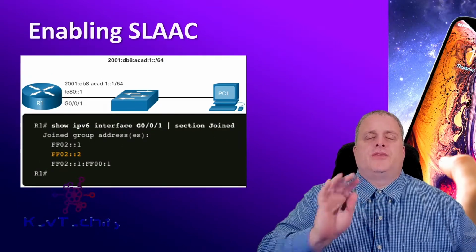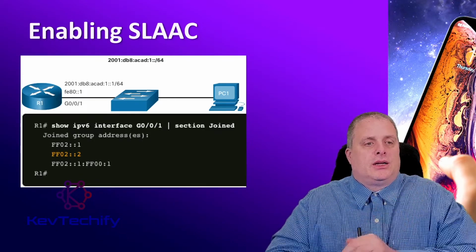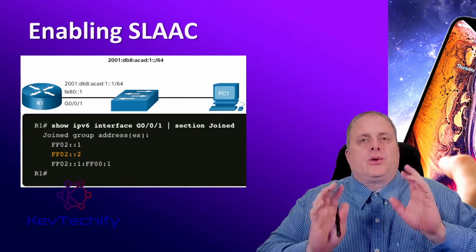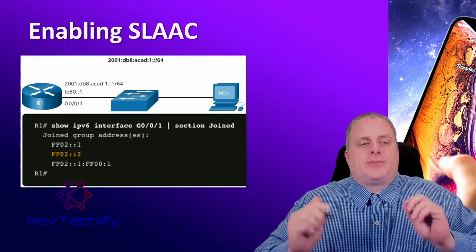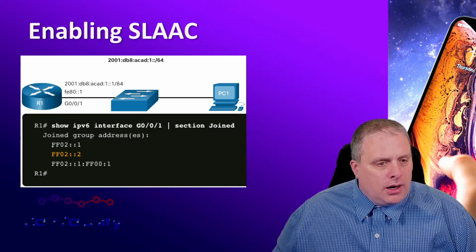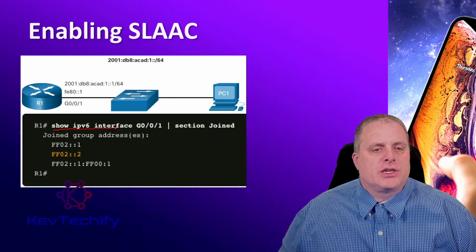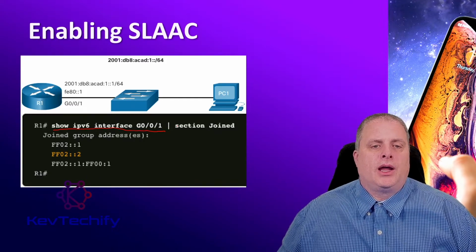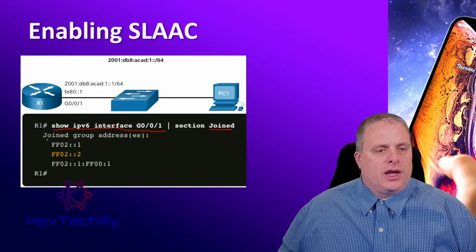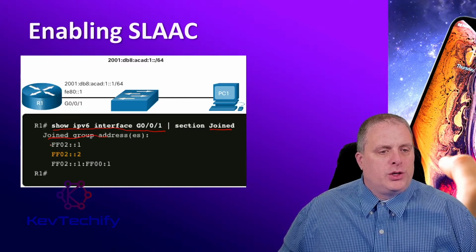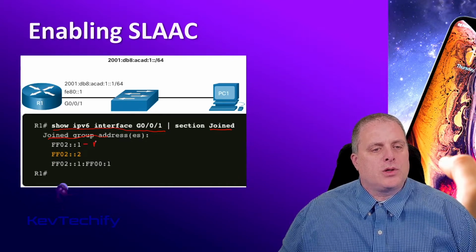One of the final steps you have to do to enable SLAAC, the stateless address auto-configuration, is make sure your router, specifically that interface, is part of a special multicast group. Here we have what groups we've joined. Up here we issued the show ipv6 interface G0/0/1 command, and it shows me the section that starts with join. So we have joined groups here. We have a couple multicast groups. The first one here, that was all nodes.